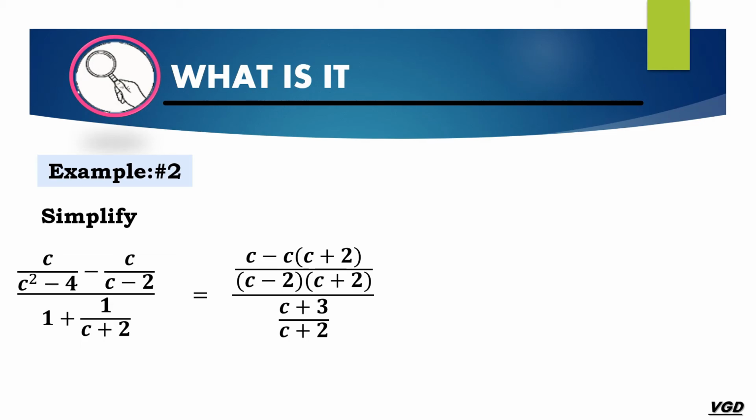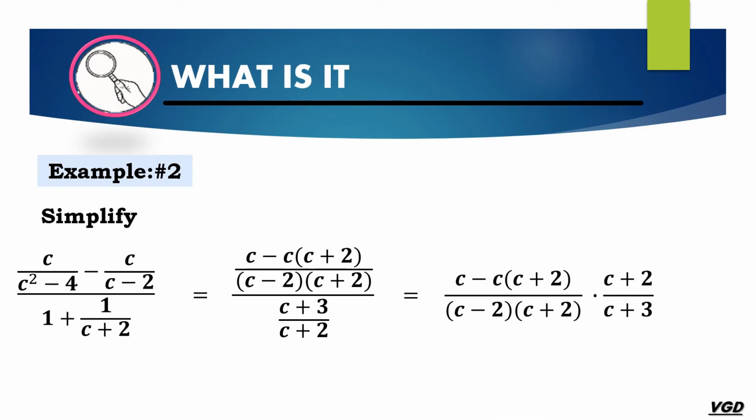Now, applying the rule in dividing rational algebraic expressions, you're going to multiply the first fraction, which is the dividend, by the reciprocal of the divisor, which is the second fraction. So we will have c minus c times the quantity of c plus 2 over the quantity of c minus 2 times the quantity of c plus 2, times c plus 2 over c plus 3.